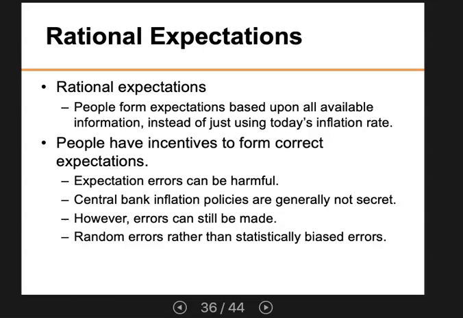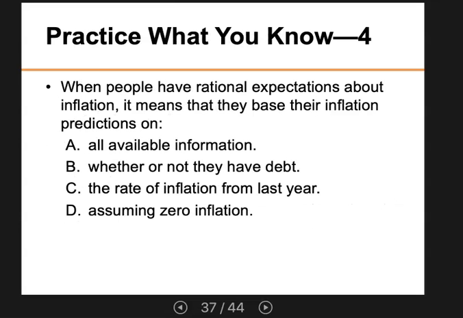All right, let's practice what we know. When people have rational expectations about inflation, it means that they base their inflation predictions on all available information, right? That's a rational expectation. If you pick C, the rate of inflation from last year, that would be adaptive expectation. All right.